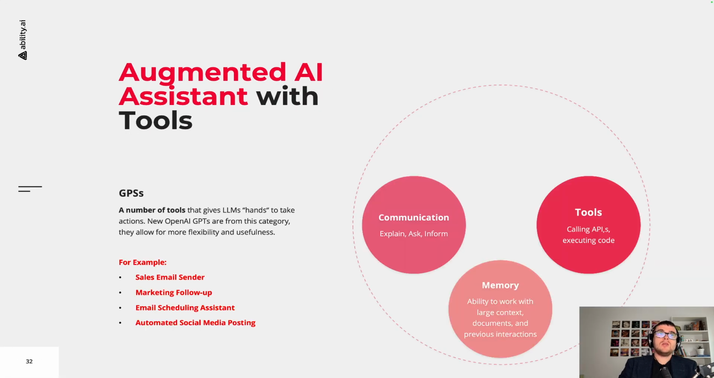The next stage of development of this is when you add tools to that. As you know, ChatGPT already has some tools embedded into it, like it can search the web, for example. And with GPTs, you can actually add more tools through calls of APIs. This way, this assistant becomes an augmented AI assistant with tools, basically.